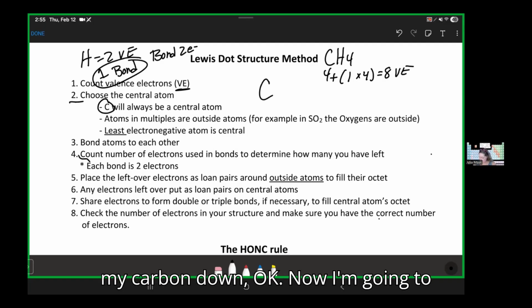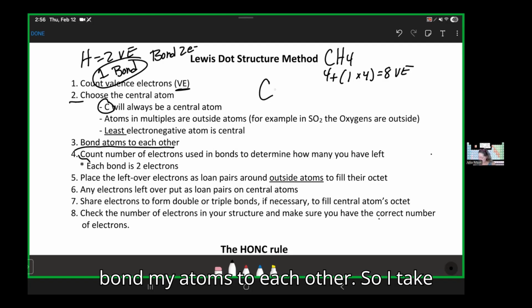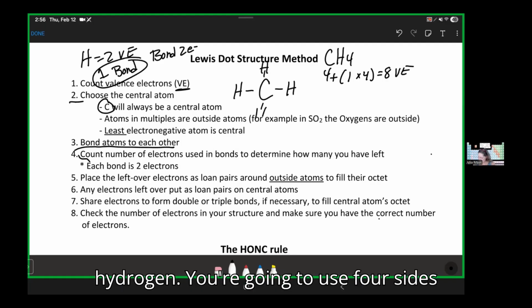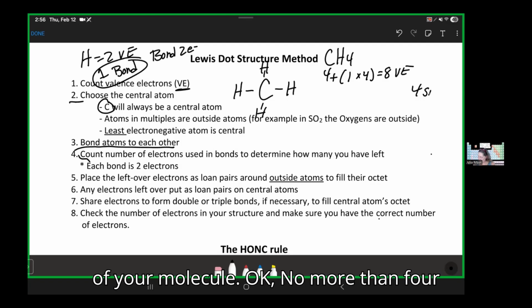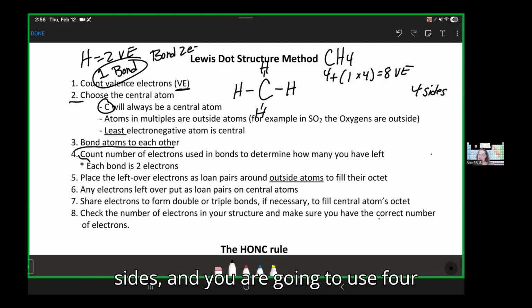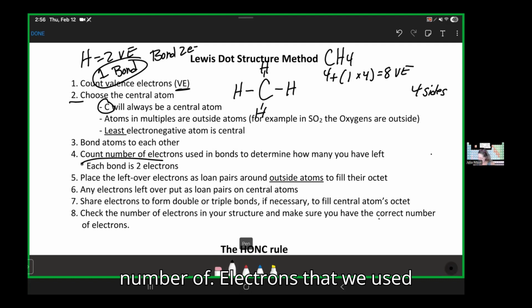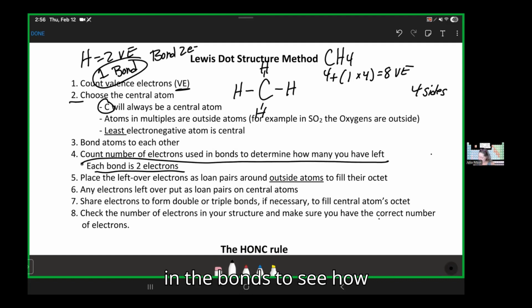Now I'm going to bond my atoms to each other. I take a hydrogen and bond it in, and a hydrogen, and a hydrogen, and a hydrogen. You're going to use 4 sides of your molecule, no more than 4 sides, and you are going to use 4 sides. So we bonded our atoms together. Now we count the number of electrons that we used in the bonds to see how many we have left. I used 2, 2, 2, and 2, so I used 8 electrons. So I have 0 left to use. I don't have any leftover electrons.